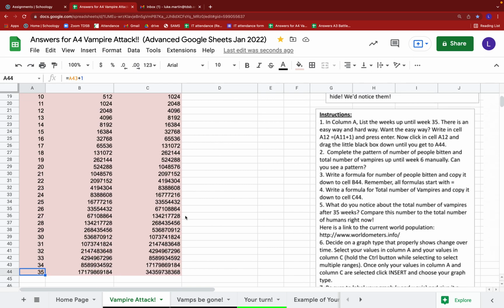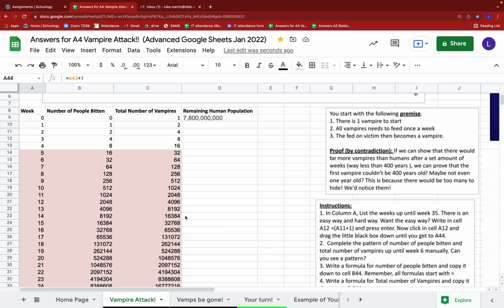Now, to really understand exponential growth, we're going to graph it to see what that looks like, and we're going to do that in just 1 second. First, the human population, though. So what's happening here in our human population? Basically, we're taking whatever the population was, and we are going to subtract the number of people bitten that week.